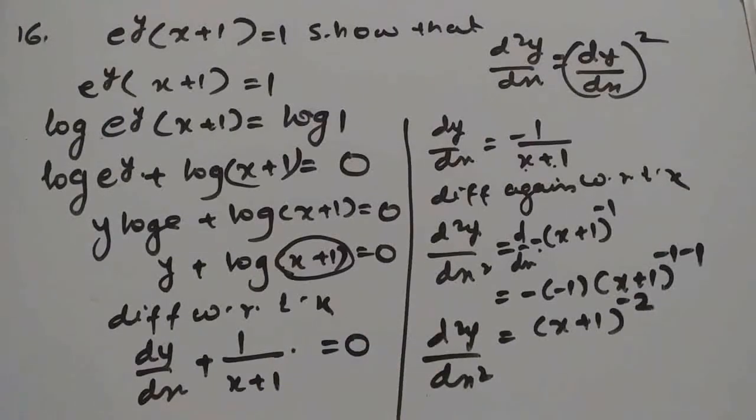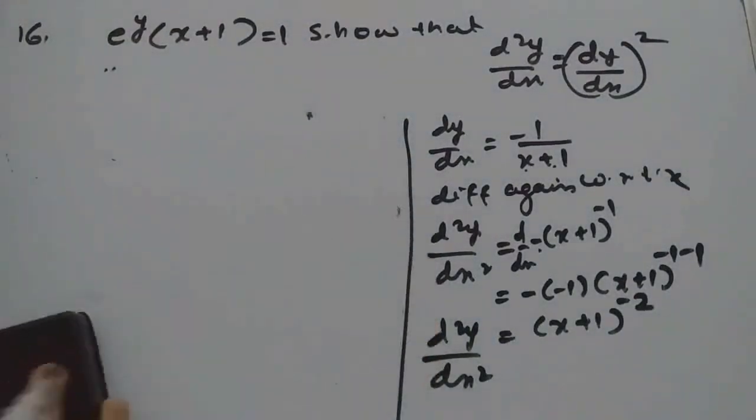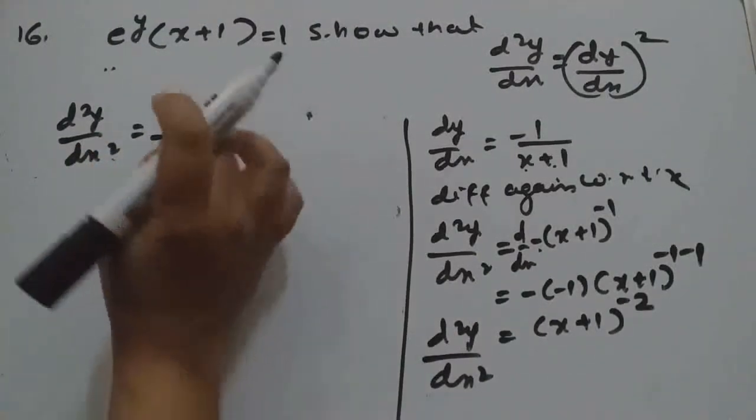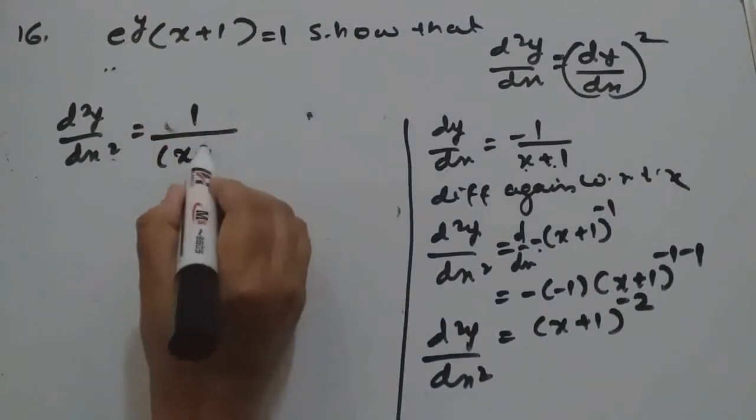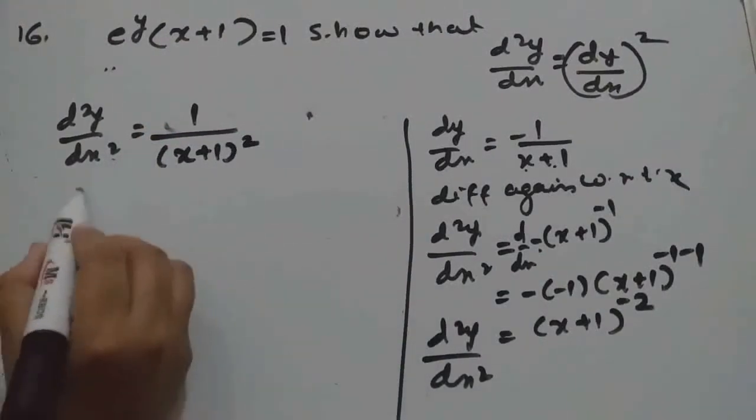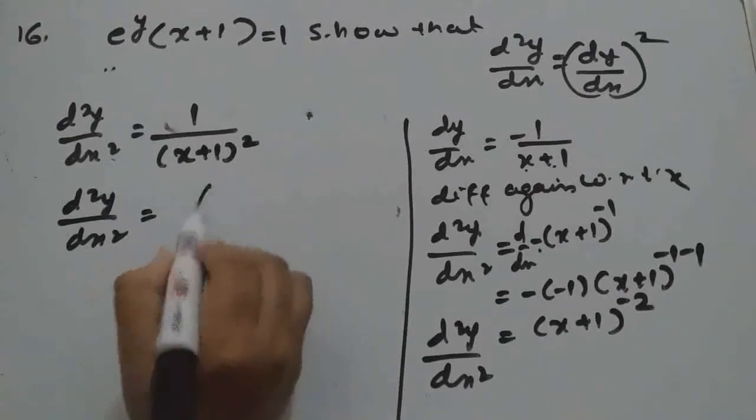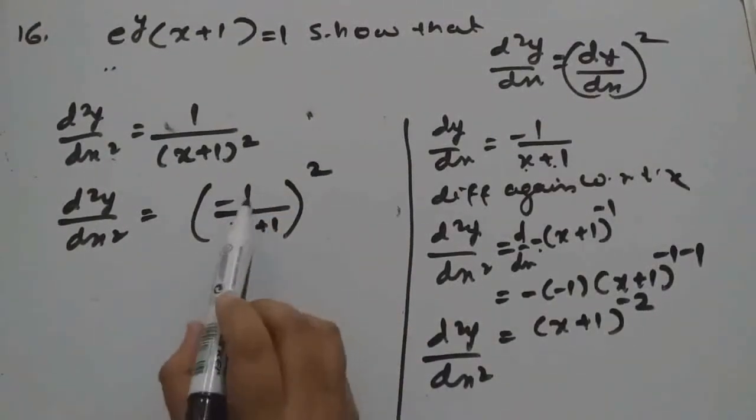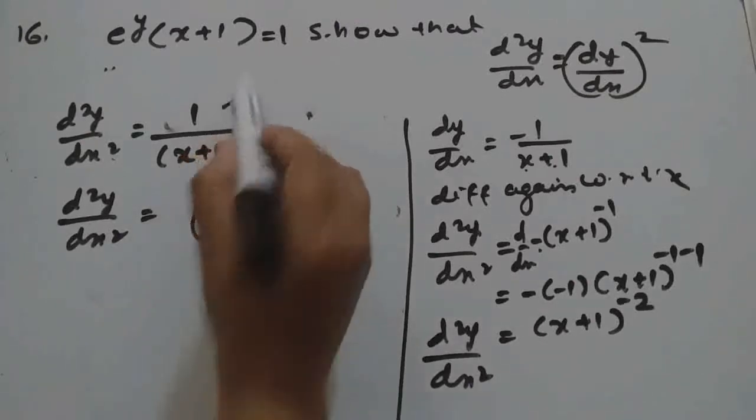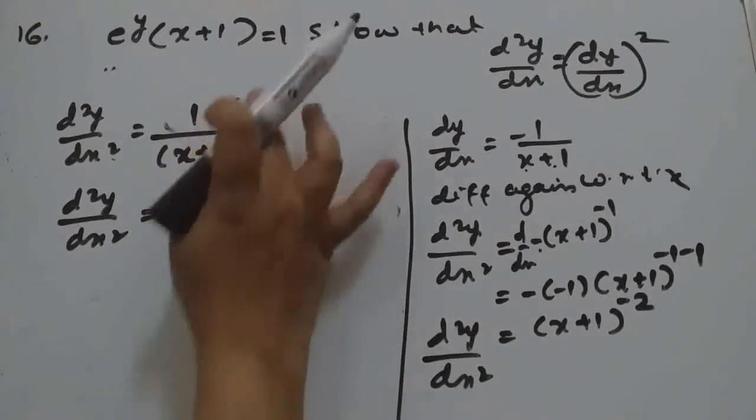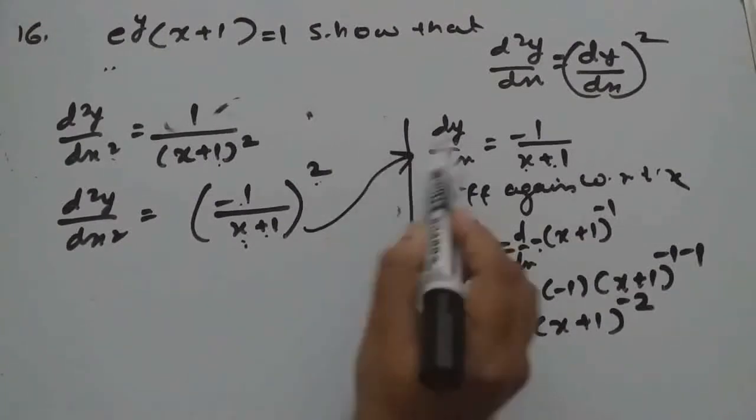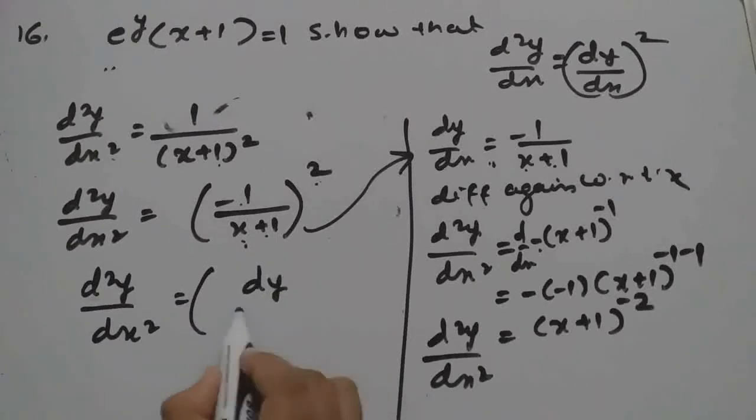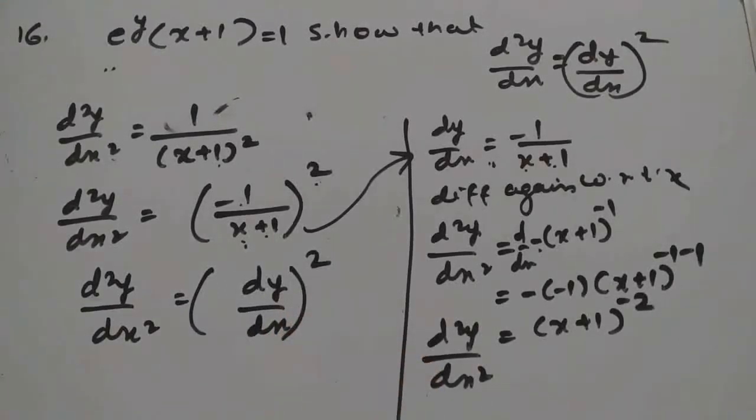What can we write this as? We can write d square y by dx square as minus 1 by x plus 1 whole square. Why? Because minus 1 square is 1 only, and x plus 1 bracket square will come. So this is nothing but dy by dx. So d square y by dx square we got as dy by dx bracket square.